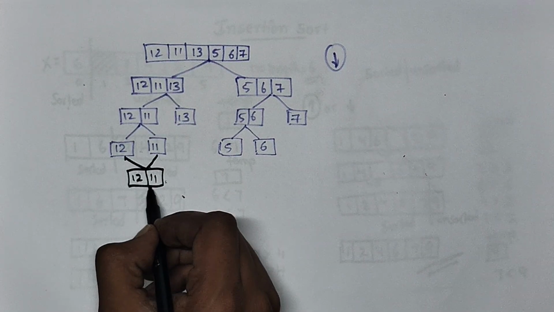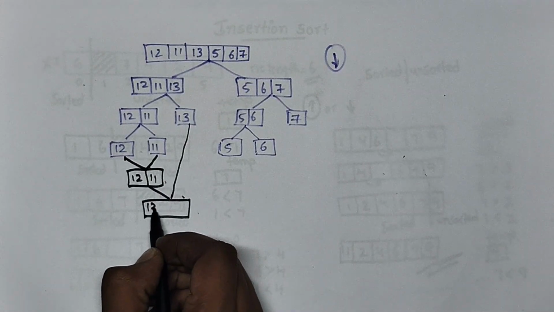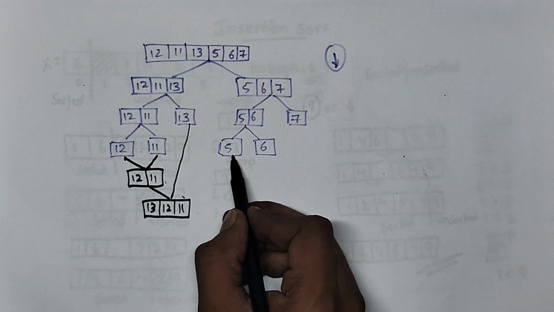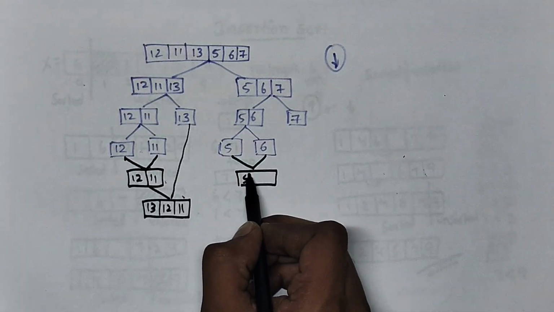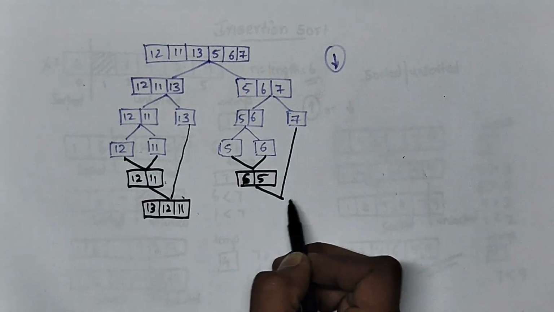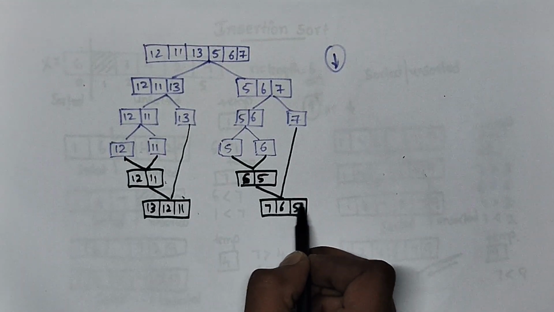12, 11, 13 belong to the same parent. So I will merge them. First 13, 12, 11. We must write them in the decreasing order. Next 5 and 6 belong to the same parent. So first 6 will come, next 5. 5, 6 and 7 belong to the same parent. First 7, next 6, next 5.